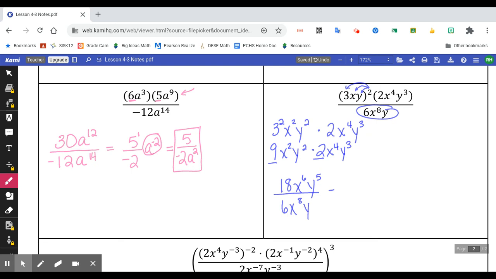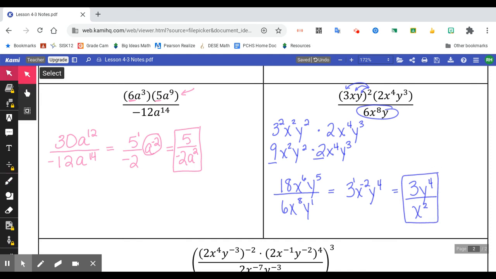Okay, now we're going to divide and subtract. 18 divided by 6 gives me 3. 6 minus 8 is x to the negative 2. And 5 minus 1 is y to the fourth. Okay, 3 and y both have positive exponents. They're going to stay on top. So 3y to the fourth. And x squared is going to drop to the bottom and become positive.